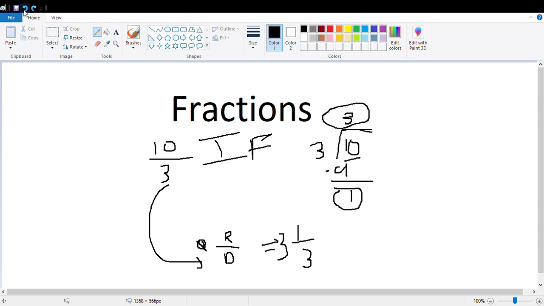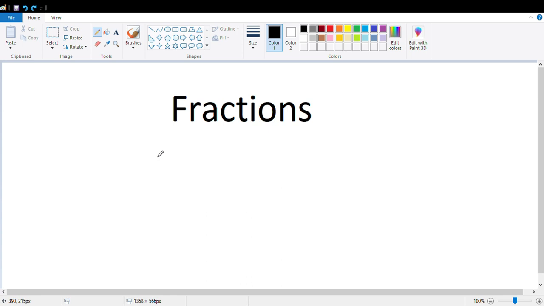Okay, so now we just delete all of this. So now how do you convert a mixed fraction into an imperfect fraction? Let's take the same example, 3 1 by 3. Now how do you convert this into an imperfect fraction? You take the denominator and you multiply it with the quotient. So step 1 is to multiply: denominator into quotient. And then step 2, you take the result.